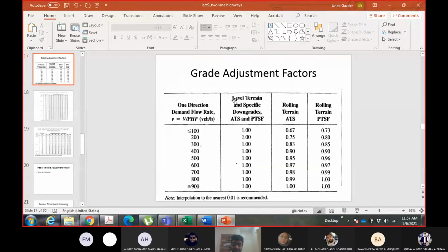If it was level terrain or downward gradient, then my work would have been simple, because then the factor is 1 for all cases. But since I have rolling terrain, the factor is different for ATS and PTSF calculation. So I have to get one factor for ATS and the other for PTSF, and for that I need the demand flow rate for each direction. So it also depends upon the direction as well.